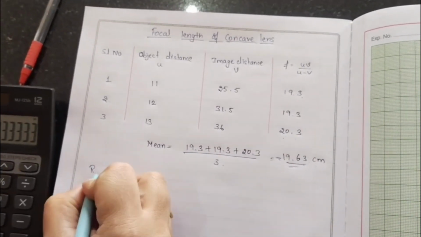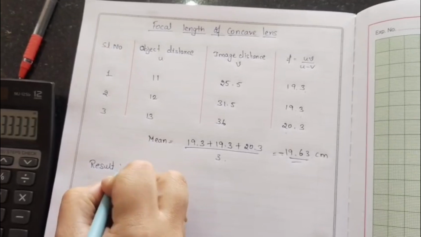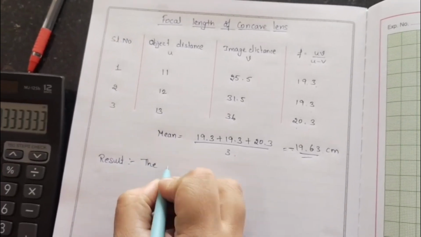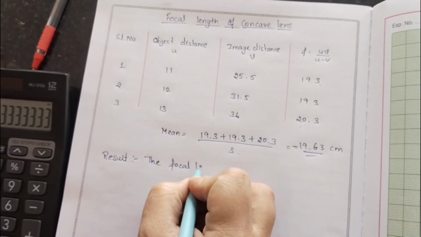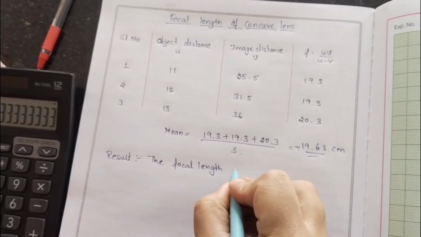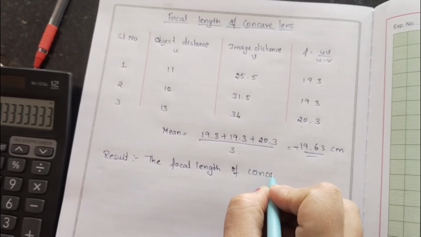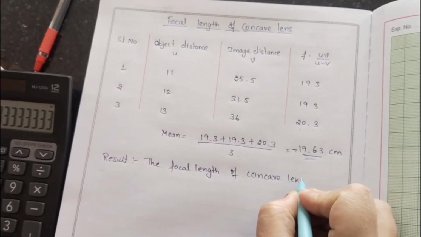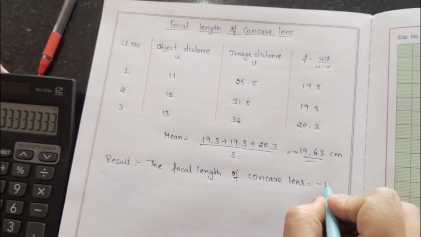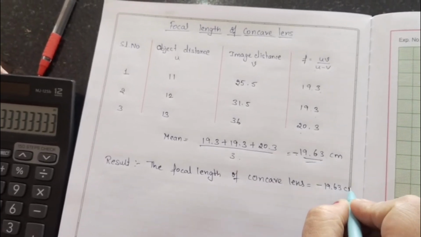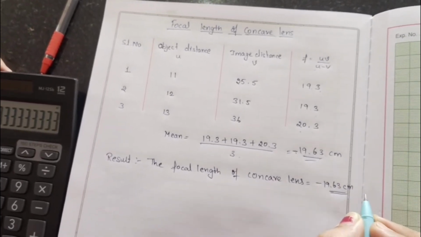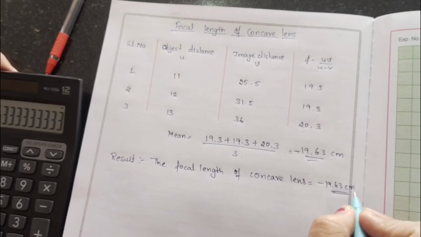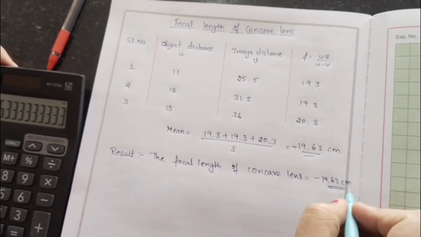Now write the result without fail in a full statement, that is, the focal length of the concave lens is equal to minus 19.63 centimeter. Write the unit in centimeter itself. Unit is a must. Okay, do it well. All the best.